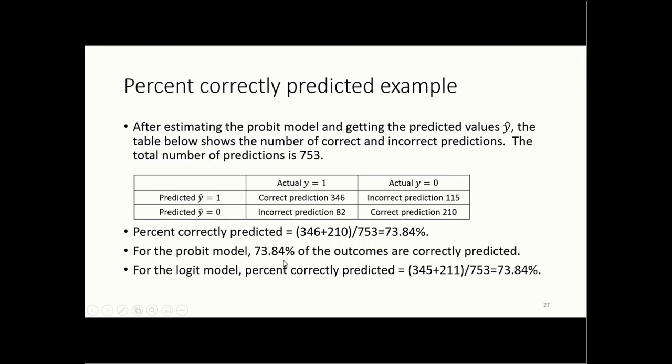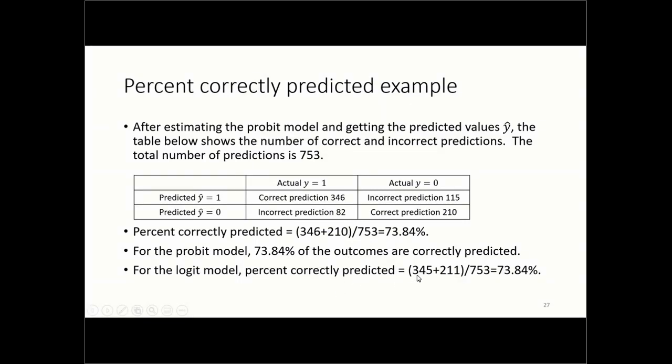So basically for the Probit model, 73.84% of the outcomes are correctly predicted, which means if there were a 1, our model is predicting a 1. If there were a 0, our model is predicting a 0 right here. And here is where the model did not do very well.